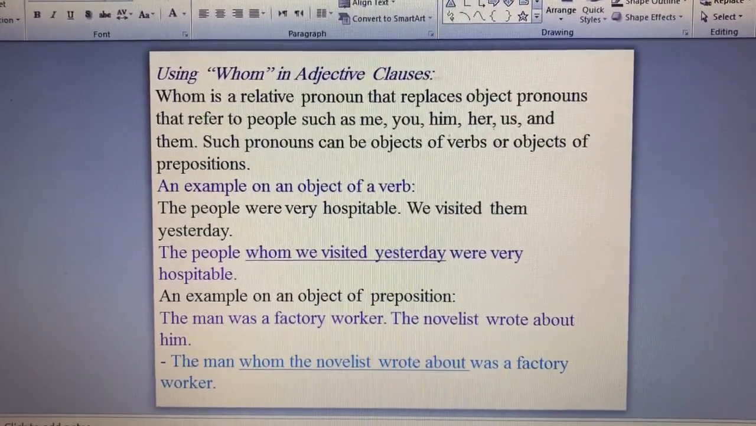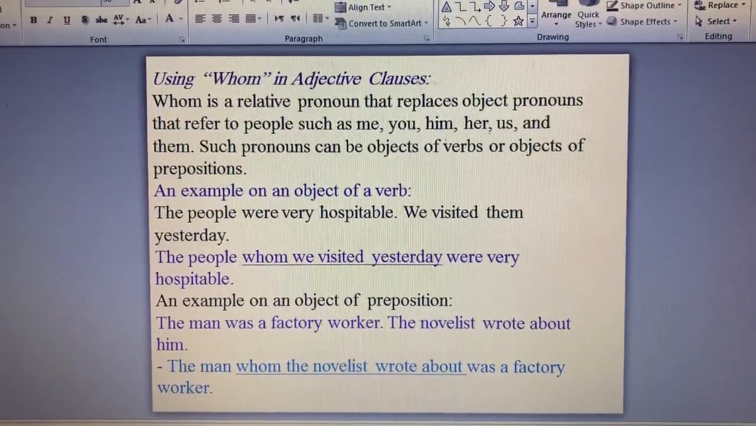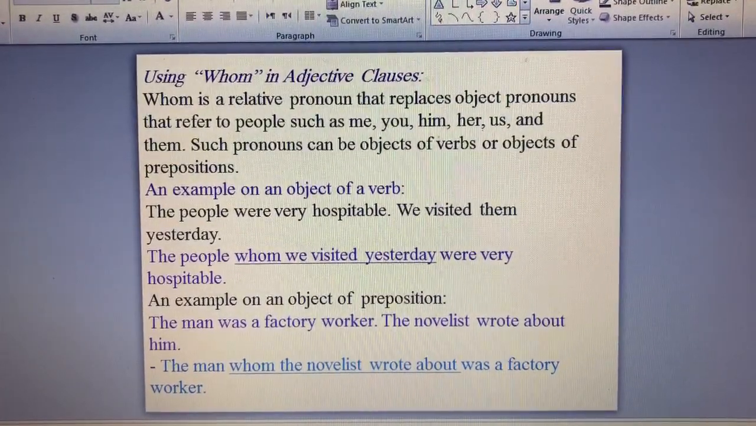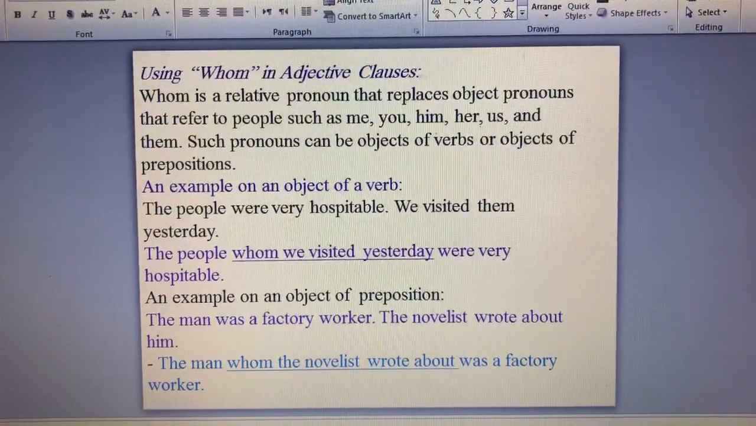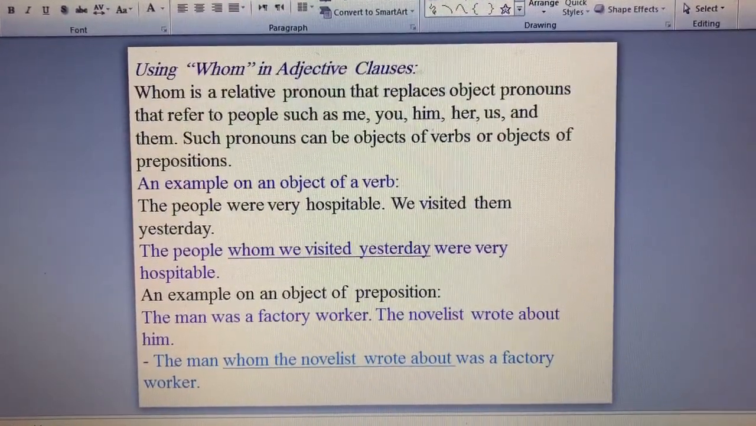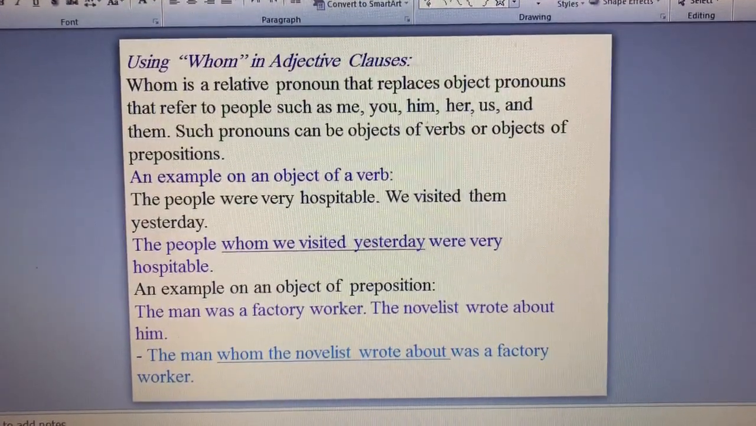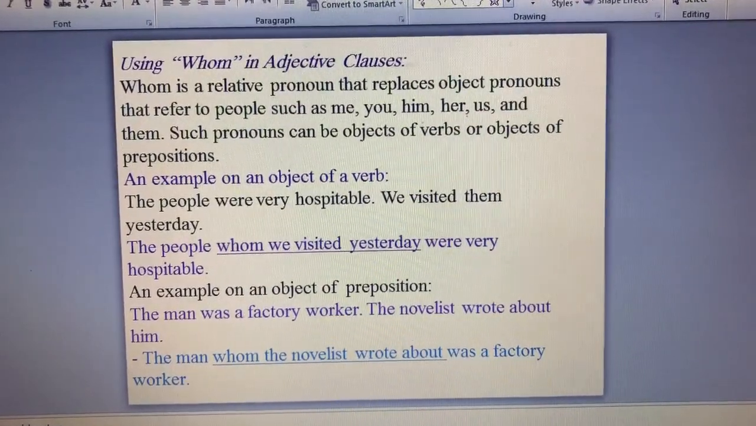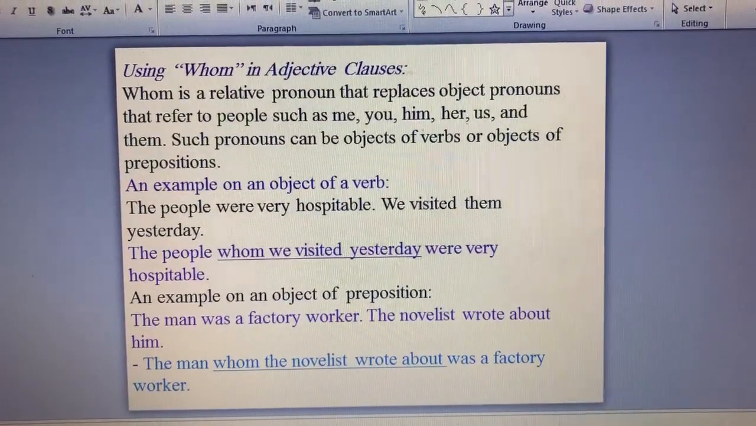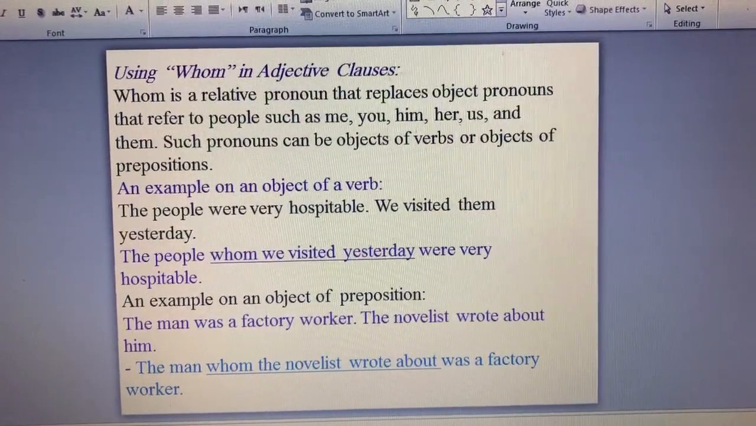An example on an object of preposition. The man was a factory worker. The novelist wrote about him. Here also there are two independent clauses. The word man in the first clause functions as the subject. In the second clause, him refers to man and it's an object of preposition about. So it should be omitted from the adjective clause and replaced by whom. And the subject man will be modified by an adjective clause. The man whom the novelist wrote about was a factory worker.